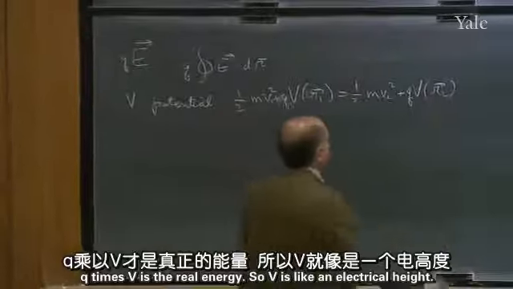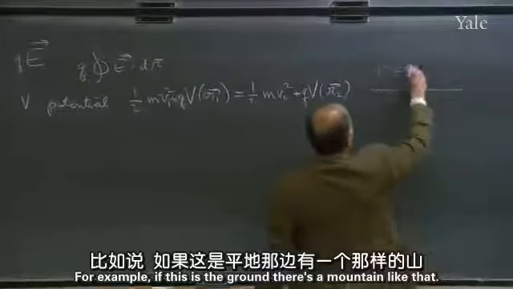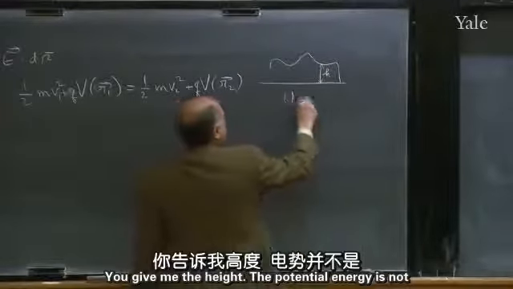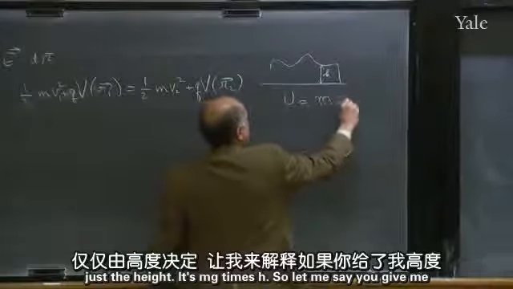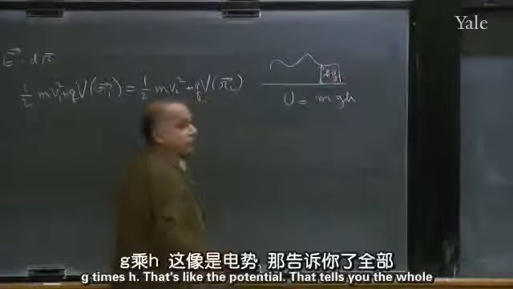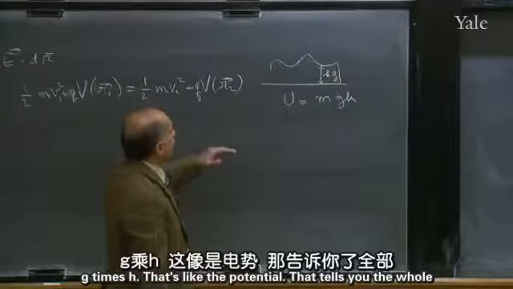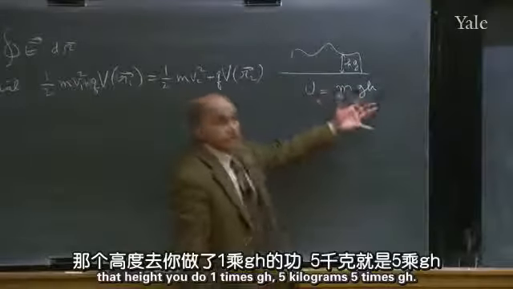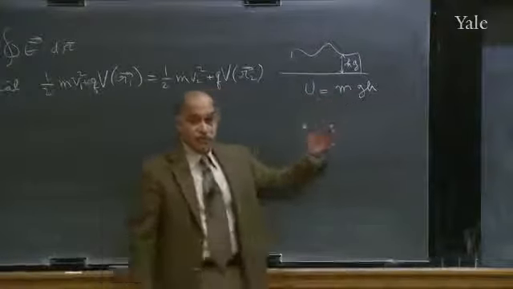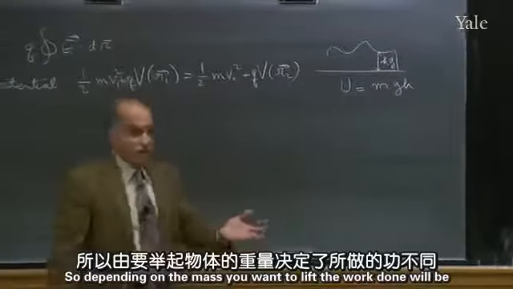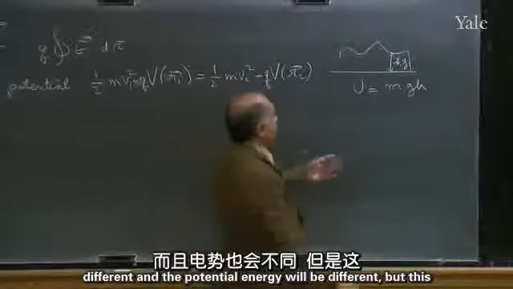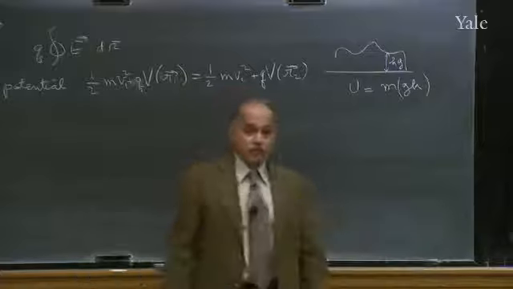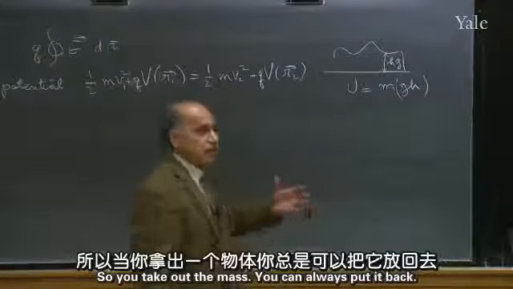So V is like an electrical height. For example, if this is the ground, there's a mountain like that, you give me the height. The potential energy is not just the height, it's mg times h. So let me say you give me g times h. That's like the potential. That tells you the whole story, because if you want to lift 1 kilogram mass to that height, you do 1 times gh, 5 kilograms, 5 times gh. So depending on the mass you want to lift, the work done will be different, or the potential energy will be different. But this doesn't depend on the mass you're planning to carry around. So you take out the mass, you can always put it back.